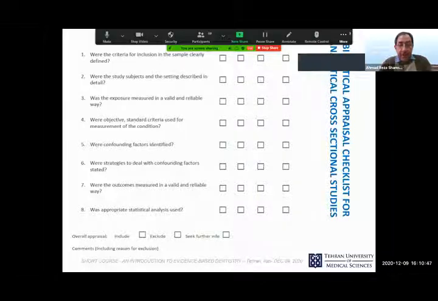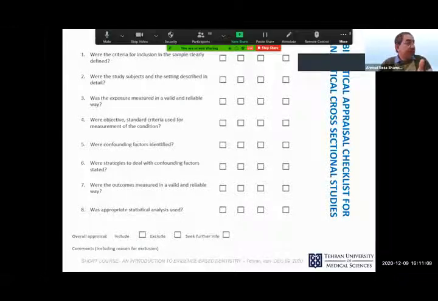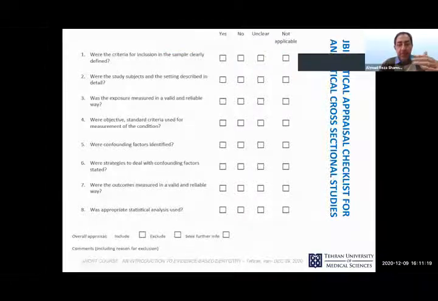Next question: were the outcomes measured in a valid and reliable way? Again, as exposure measurement is important, outcome measurement is also always important. And the last question is: was appropriate statistical analysis used? And after answering these questions, you can decide whether to include the study as evidence for your practice or not.